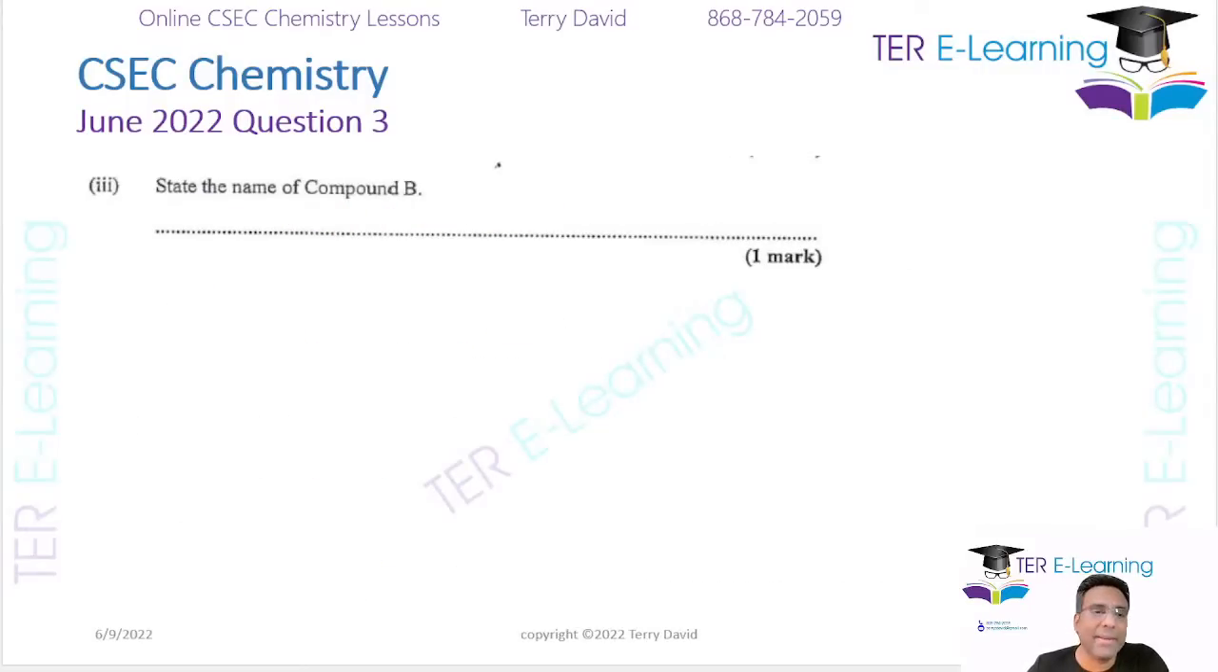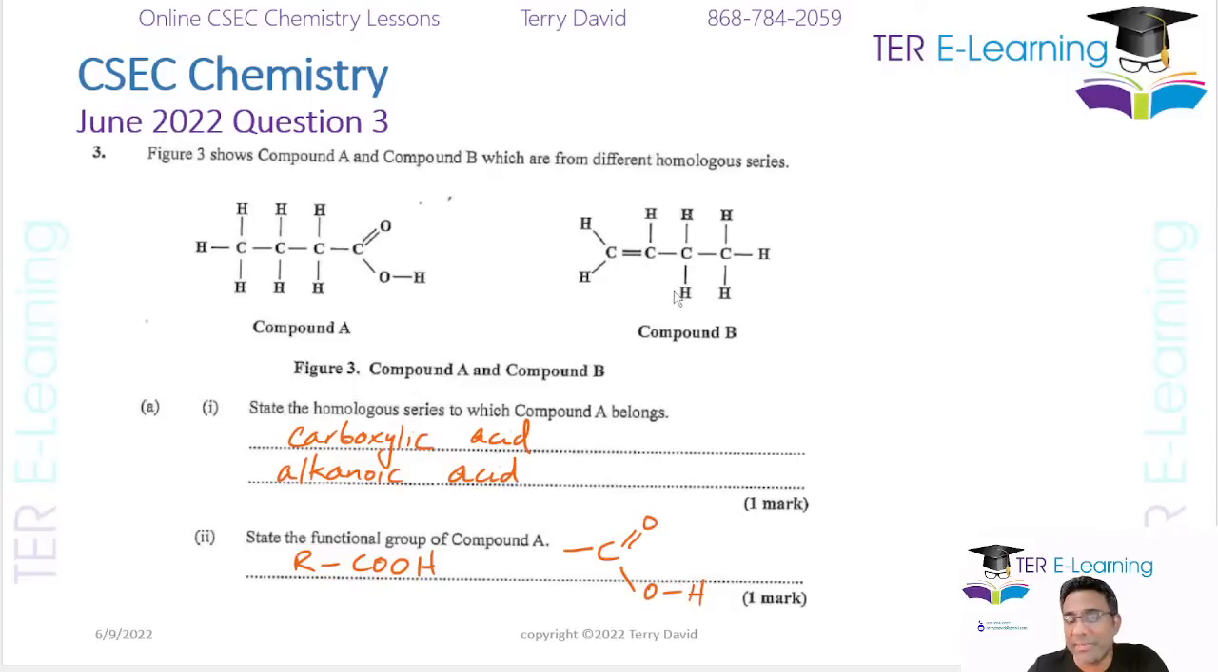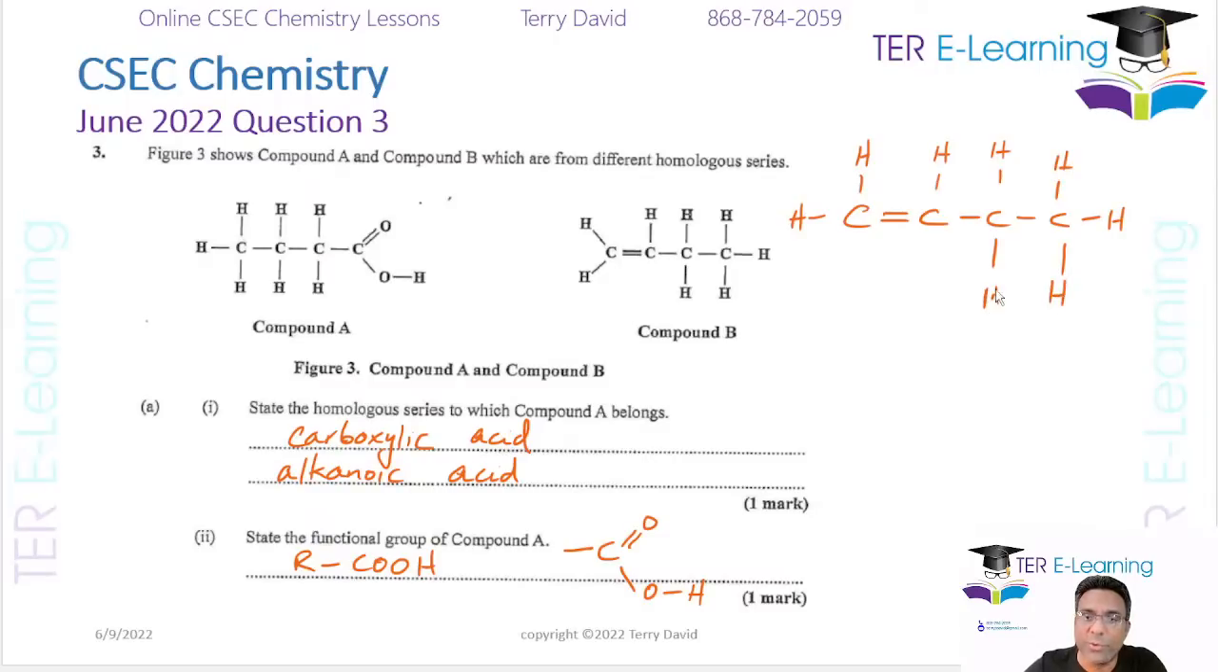And they said state the name of compound B. Now this one here, we need to be careful. You have 1, 2, 3, 4 carbons, right? Now, when you are naming an alkene, you have to state the position of your double bond. I hope that you all remembered to do that. So this compound here has 4 carbons, just like the acid. So therefore the root name is bute, right? But you have to indicate the position of the double bond.